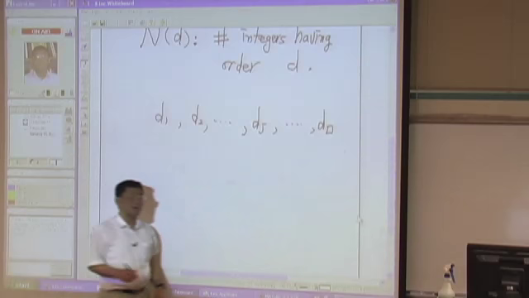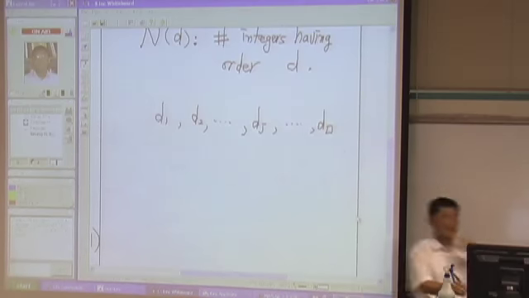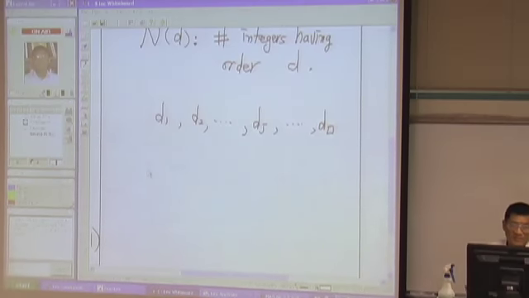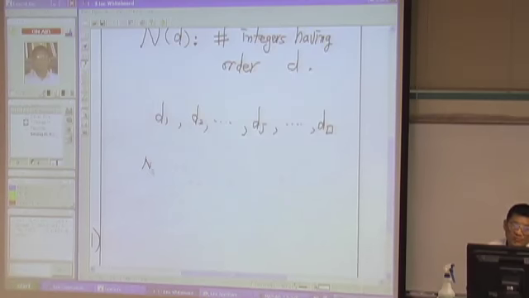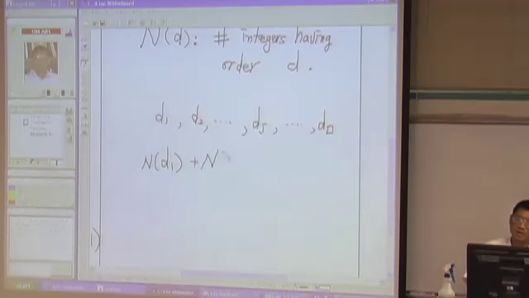Then we add all of these things. We add the number of integers having order D1, and then the number of integers having order D2, and then the number of integers having order D something. To be more specific, I will use sigma notation.